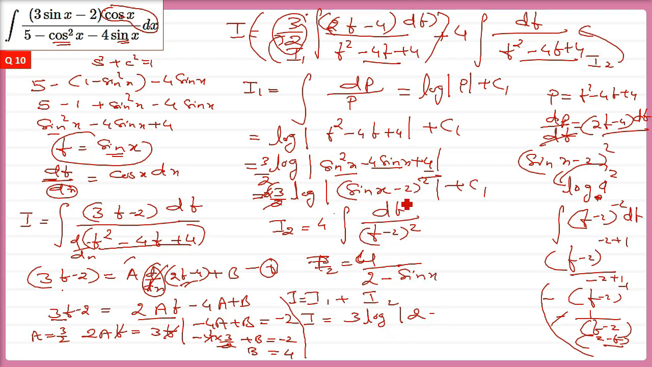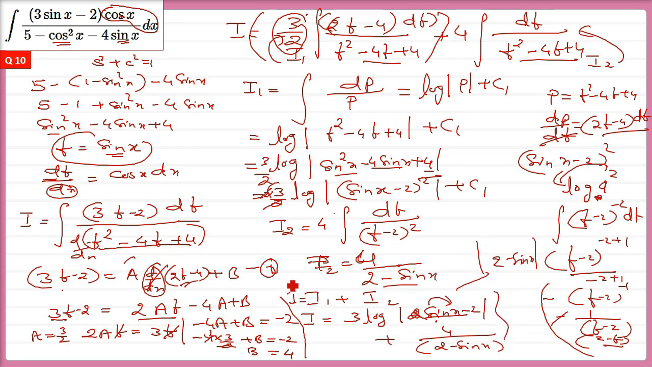Just because the I2 has come to us as 2 minus sin x, you can change it, or you can keep it like that only. That's why I was telling you that you can just swap these two terms in order to match the I2 also. What was I2? 4 divided by 2 minus sin x. So you can make it symmetric, writing both as 2 minus sin x or both as sin x minus 2. It's up to you. So this is your final result.